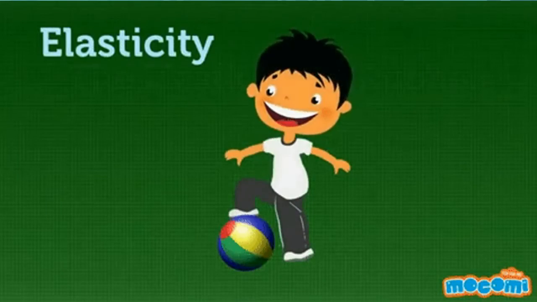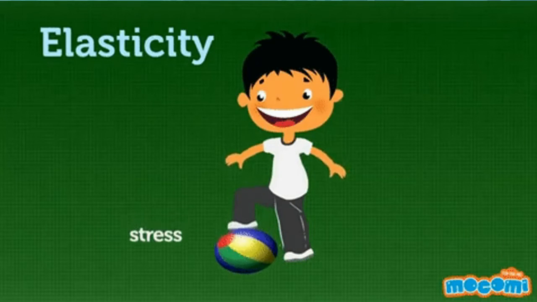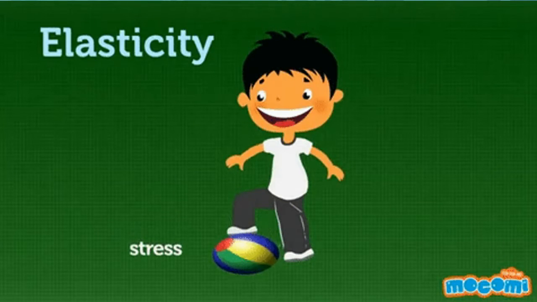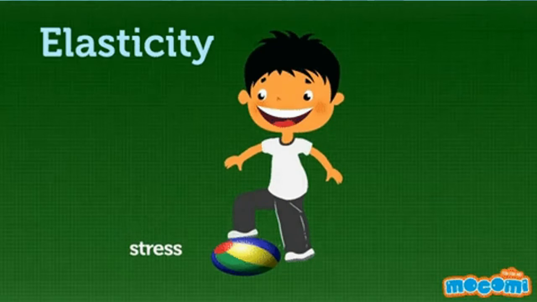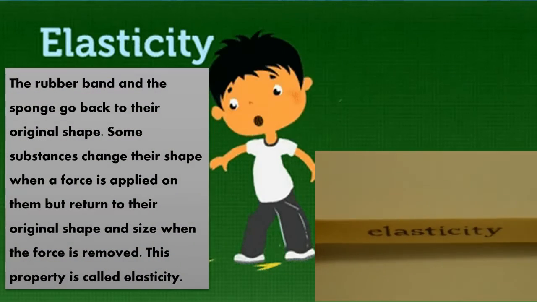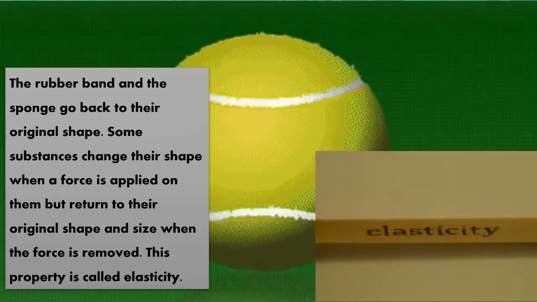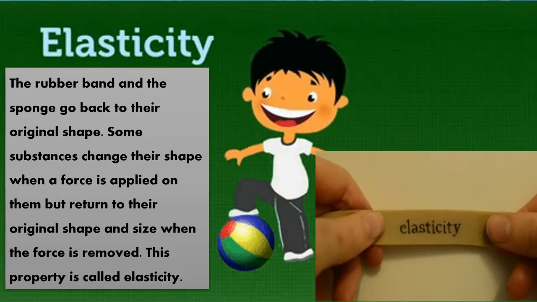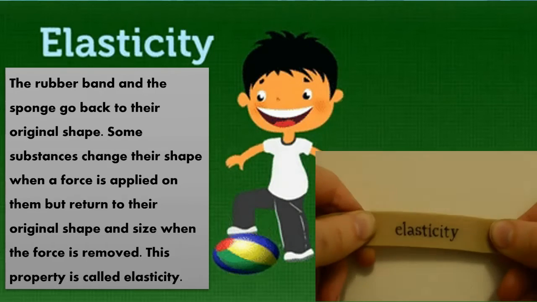Now here you see this boy is trying to push the ball with his leg, and you see that the ball compresses. Okay. Now this compression and relaxation, you also see in rubber bands. So if you have a rubber band or a sponge, if you try to pull them or compress them, they will go back to their original shape, right?